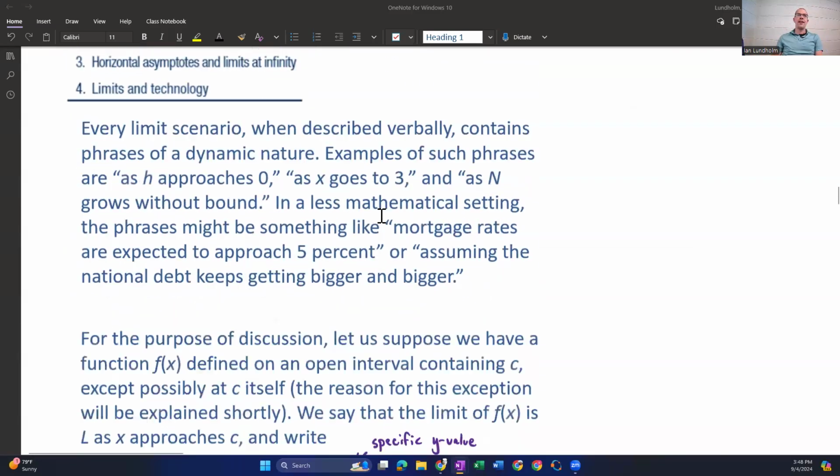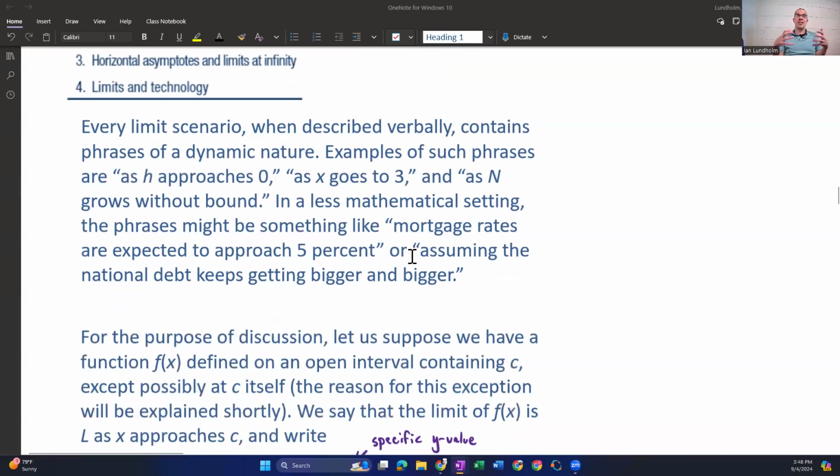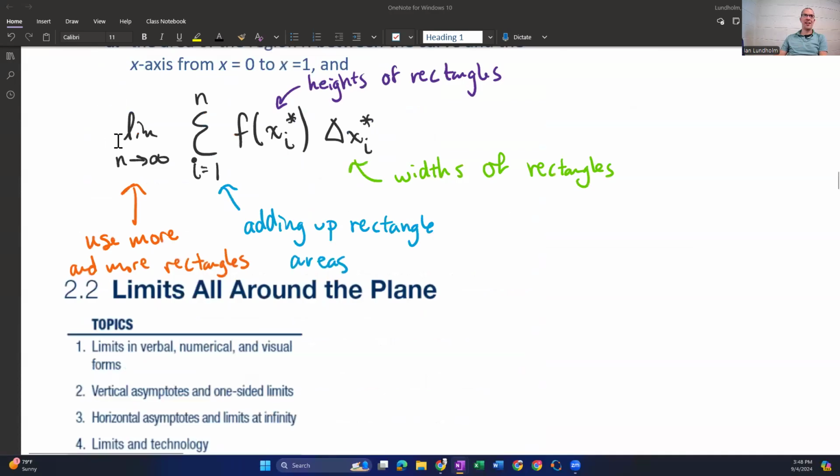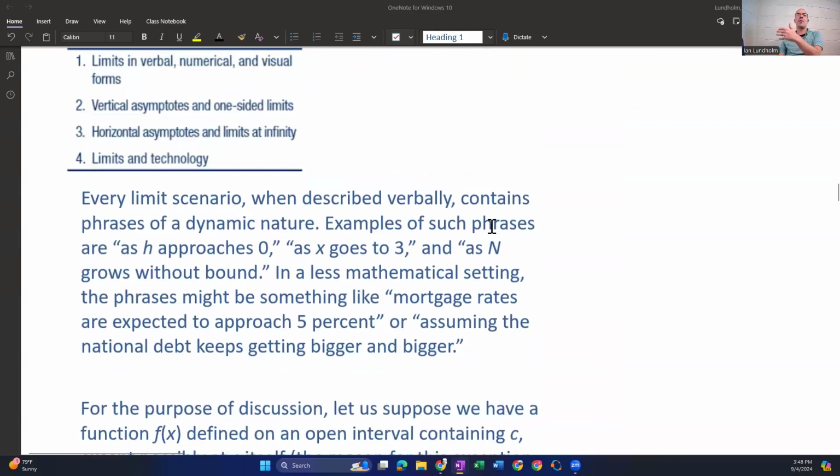As we talk about limits, we tend to use dynamic phrasing. So earlier we looked at as h approaches 0, or we looked at as x goes to a. Or, in this setting, as n grows without bound, goes to infinity. In a less mathematical setting, those phrases might be like mortgage rates are expected to approach 5%, or assuming the national debt keeps getting bigger and bigger. But there's a dynamic nature to a limit.